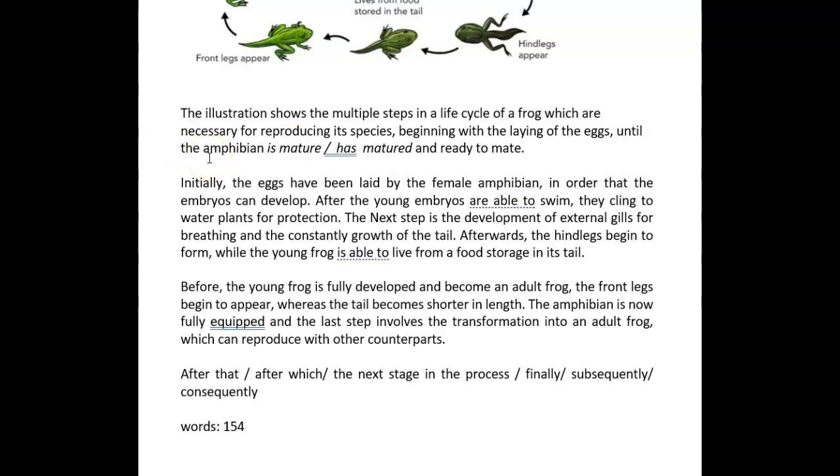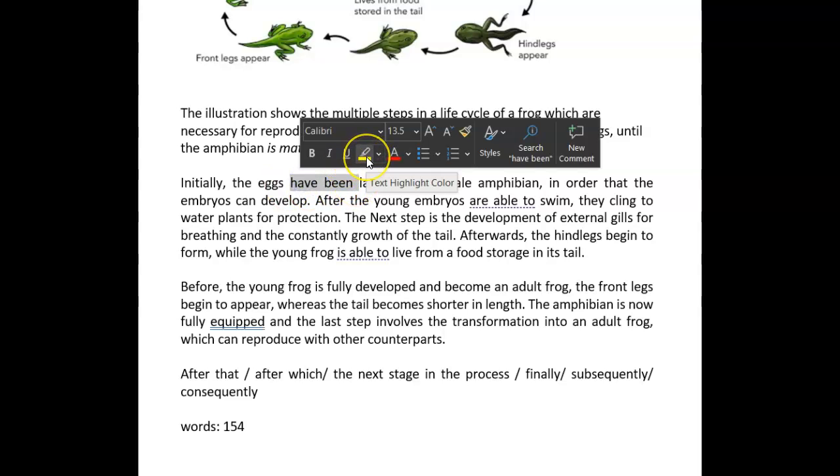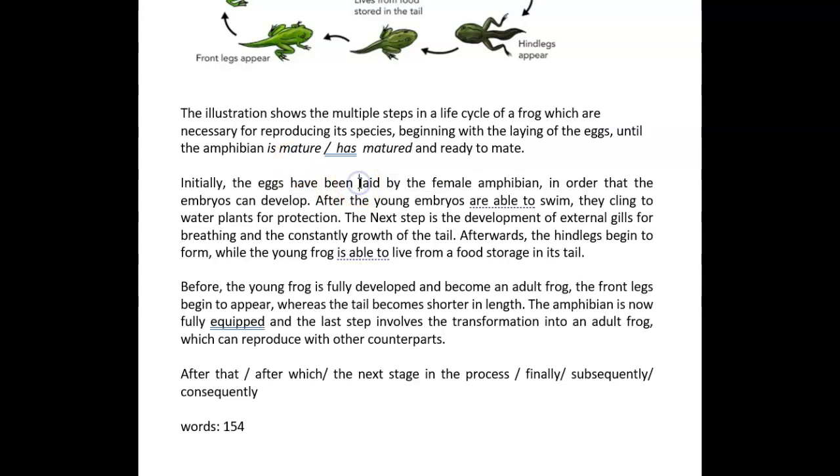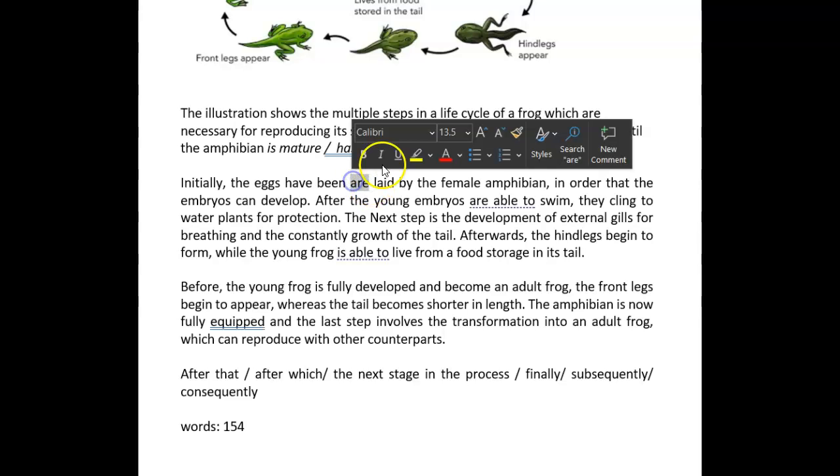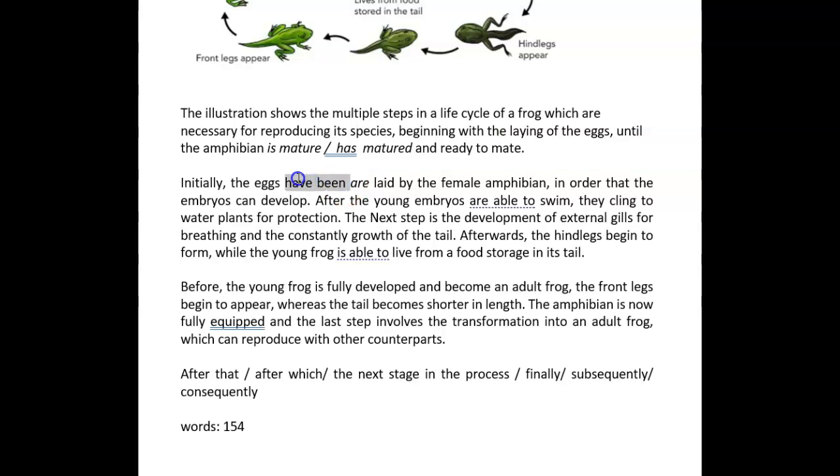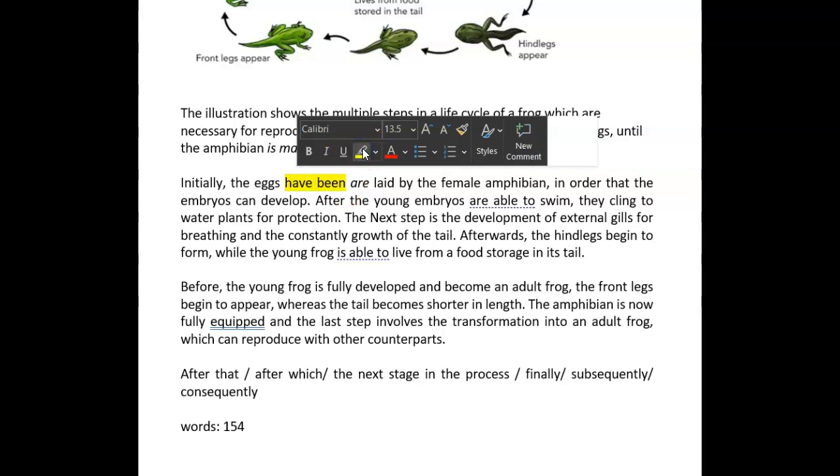Initially, the eggs have been laid. Well, not passive because she actually did it. So passive is only when the person, initially the eggs are laid. Oh, no, you're right. Okay, but present passive. The eggs are laid. Sorry. Okay, the eggs are laid because it's a process. So remember, it's happening and it's repeating itself. That's why you don't want the present perfect, which would indicate it happened in the past, and it's still continuing. Here, definitely present passive.